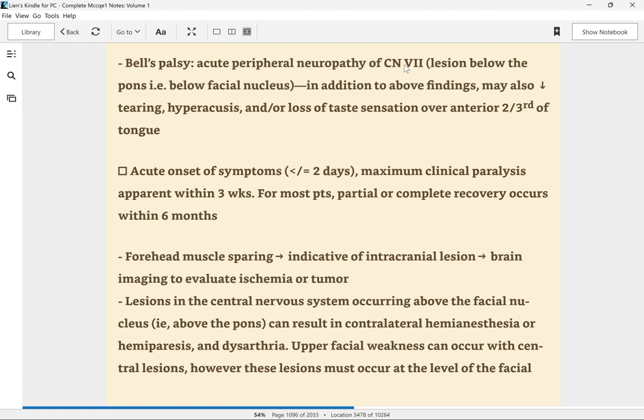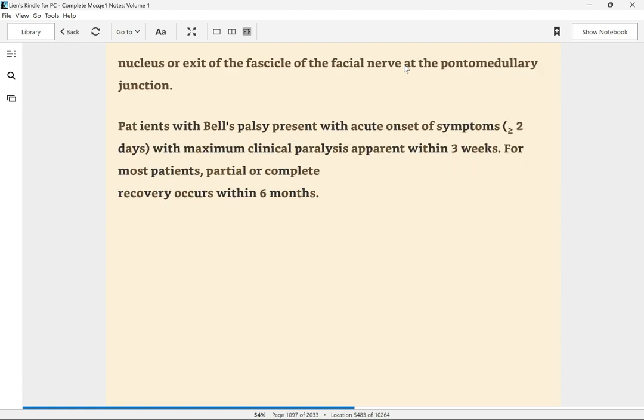Forehead muscle sparing. Forehead involvement is indicative of an intracranial lesion, so brain imaging to evaluate ischemia or tumor. Lesions in the central nervous system occurring above the facial nucleus, i.e., above the pons, can result in contralateral hemianesthesia or hemiparesis, and dysarthria. Upper facial weakness can occur with central lesions, however these lesions must occur at the level of the facial nucleus or exit of the fascicle of the facial nerve at the pontomedullary junction.